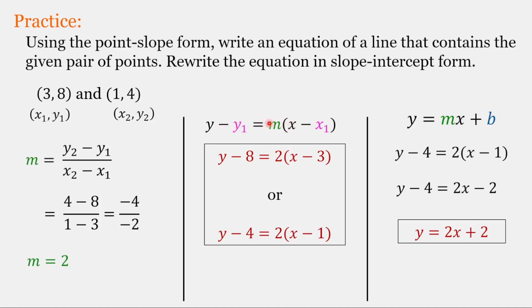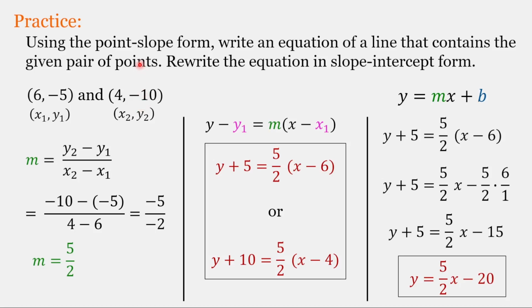Plugging that into the point-slope form, and then depending on which point you picked, here are 2 point-slope forms of that line. And then I rewrote this second equation into slope-intercept form and ended up with y equal to 2x plus 2. And then the same process for this second problem.